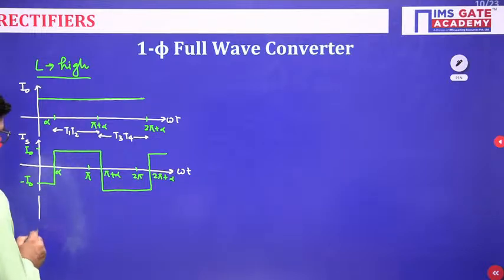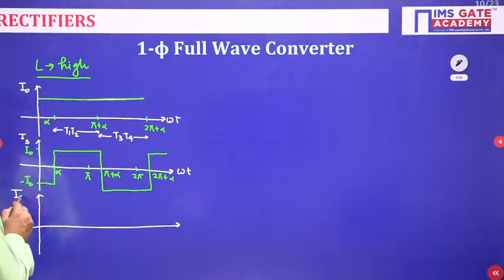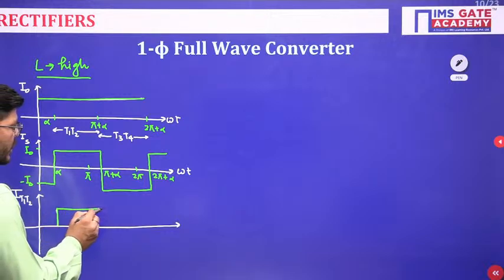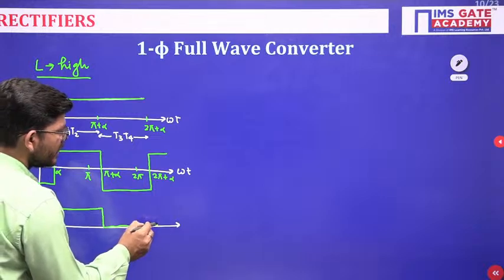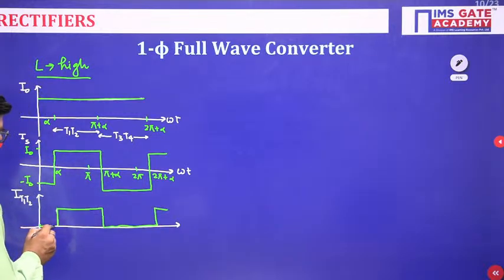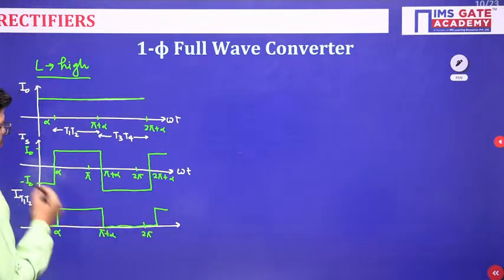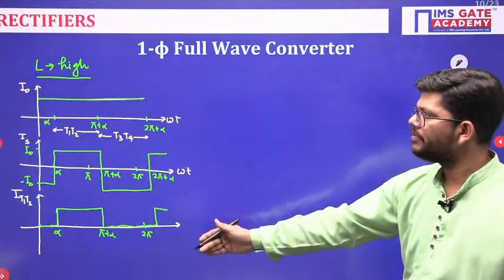Now if I talk about any thyristor current, how will it be? Suppose I plot the thyristor current for T1 and T2. When T1 and T2 are conducting, you only get current through them, otherwise there is no current across T1 and T2. So this is the shape of the current in T1 and T2, from alpha to pi plus alpha, out of this 2 pi, across any thyristor. All these are the important current waveforms.